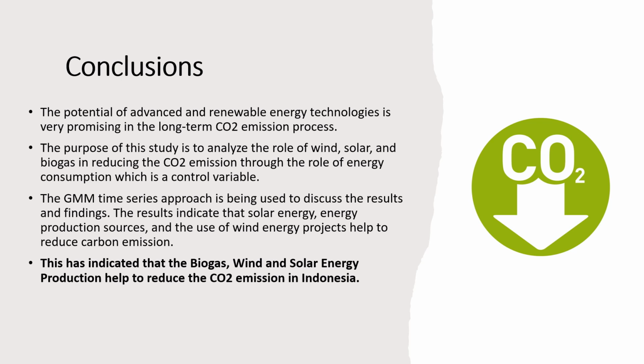As explained in the above slides of the methods, those control variables were used to find the energy consumption in the atmosphere. Using that GMM time series approach was very useful, and it was used to discuss the results and the findings. The results indicated that solar energy and energy production sources and the use of wind energy projects actually helped in the reduction of carbon emissions. Using the GMM approach actually showed solar and wind to be the leading factors in reducing carbon emissions.